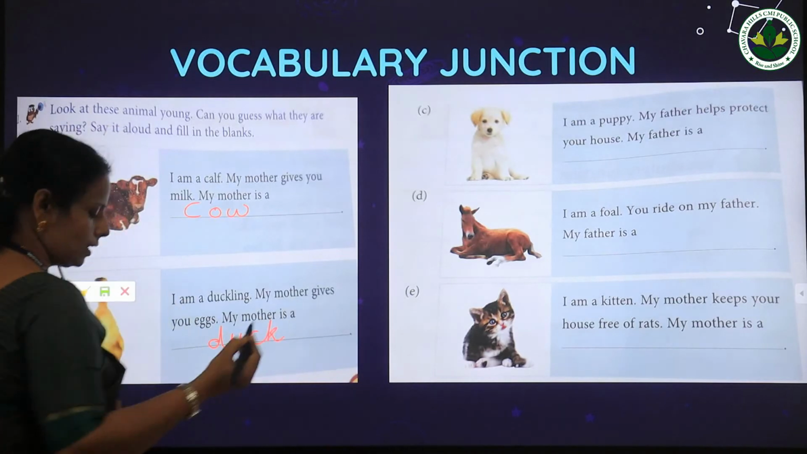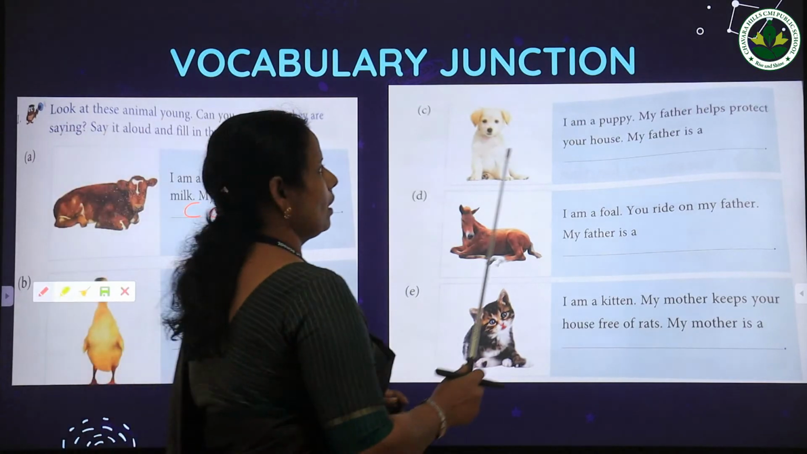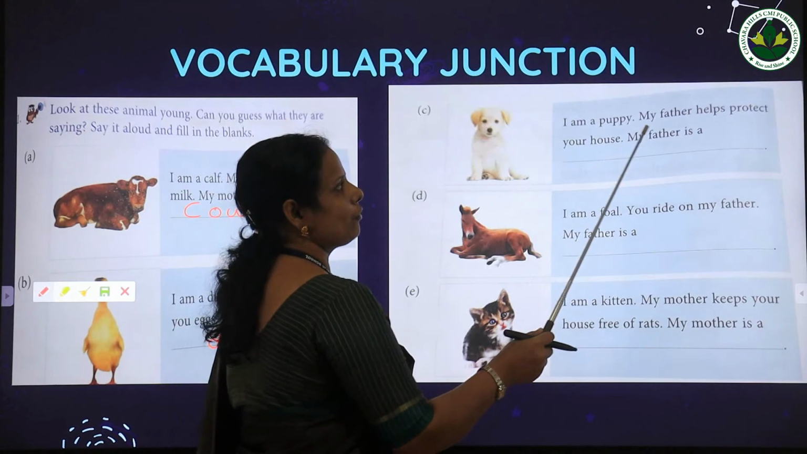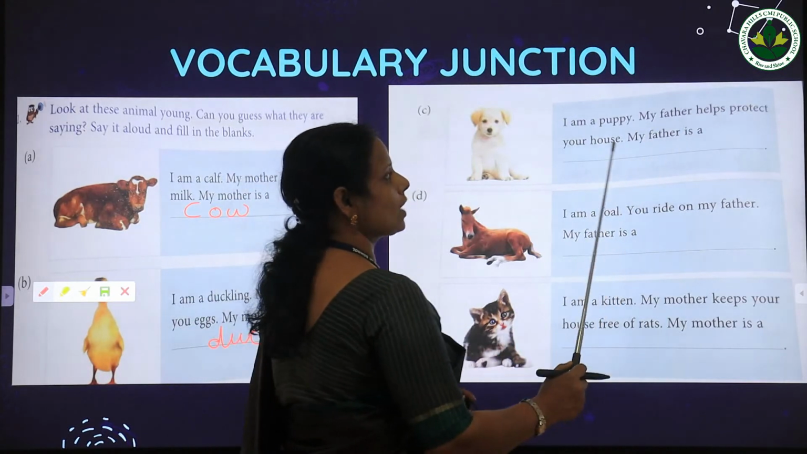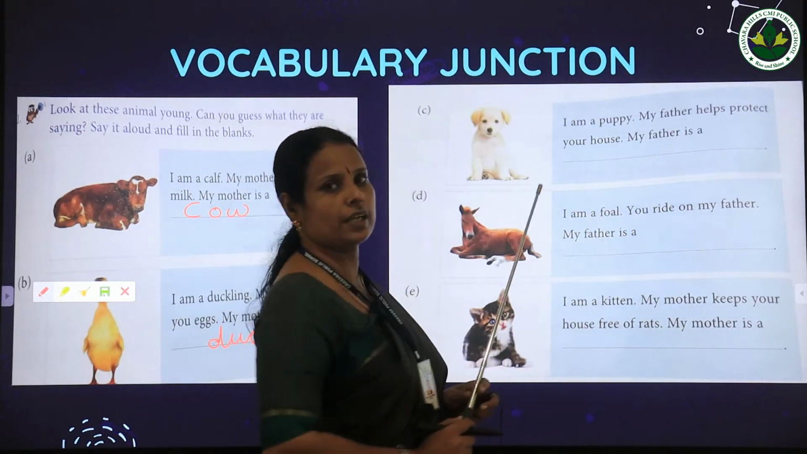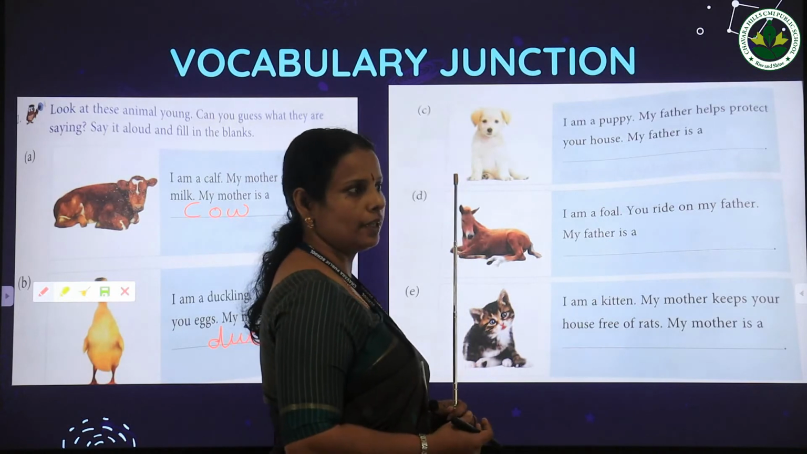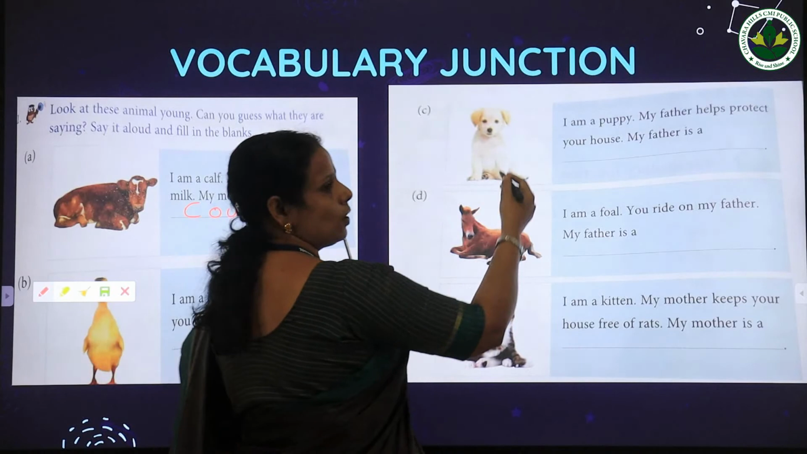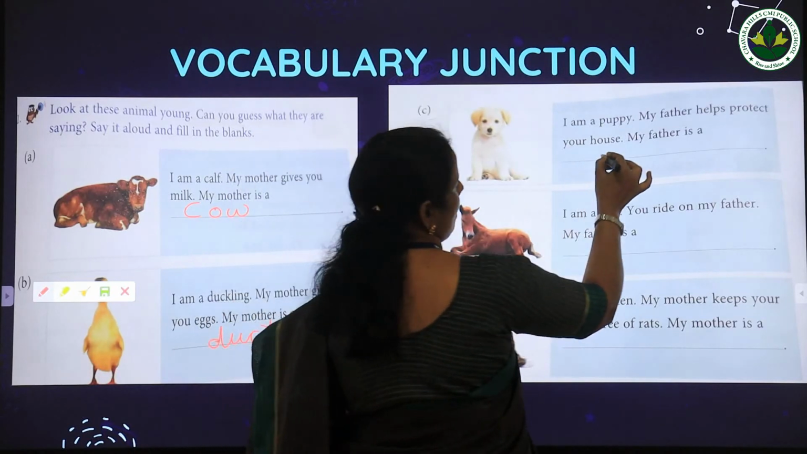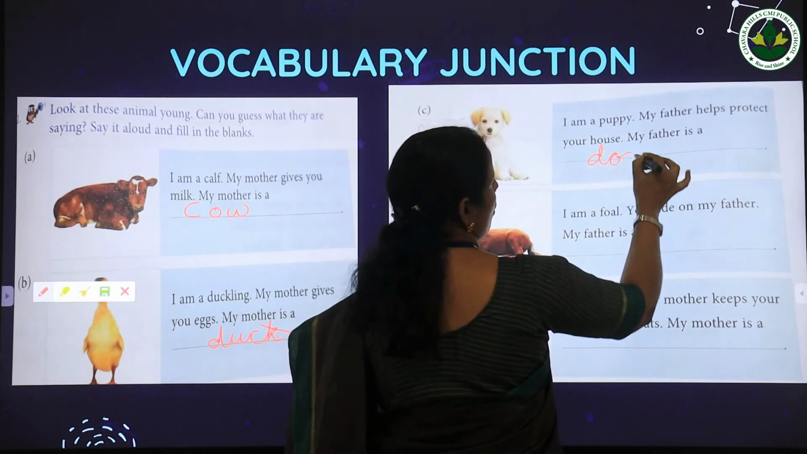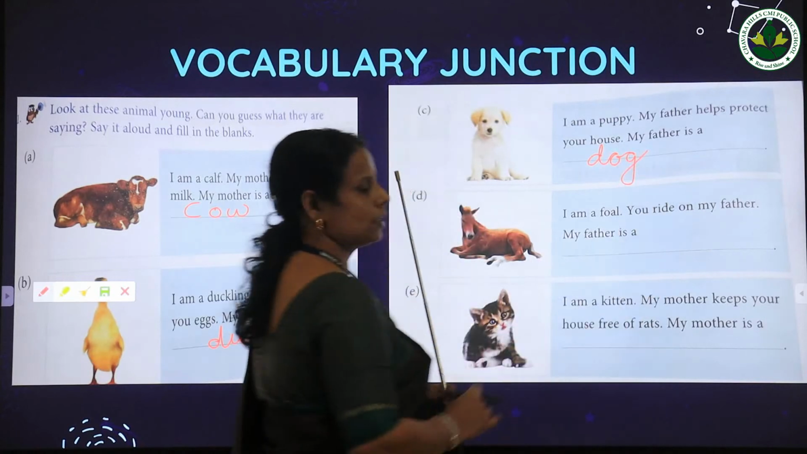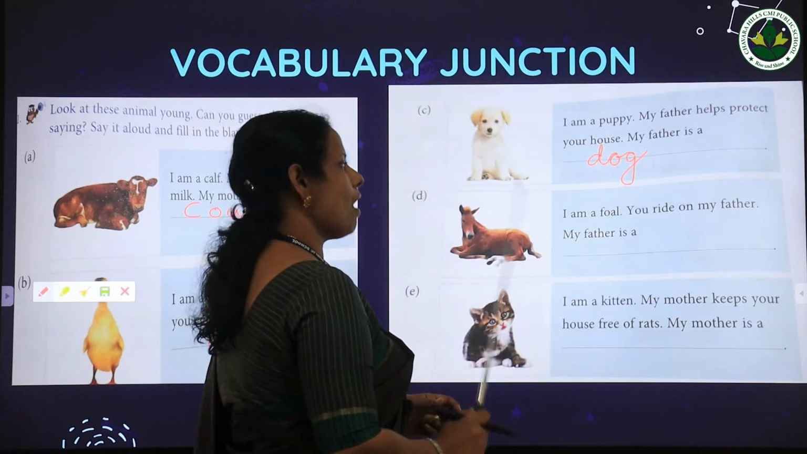D-U-C-K, duck. Then next is, I am a puppy. My father helps protect your house and my father is a dash. You know who guards our home? Yes, dog, isn't it? So the father of a puppy is dog. D-O-G, dog.